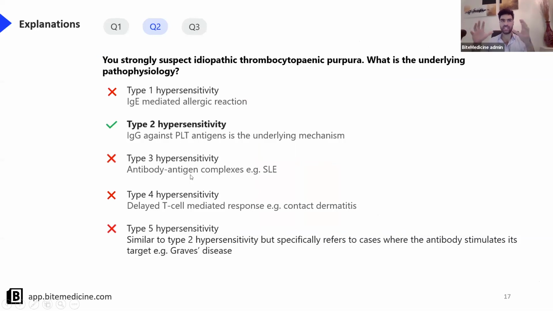Type 3 is where you have antibody-antigen complexes. So you have a bunch of antibodies and a bunch of antigens all aggregating and forming complexes, which then go and deposit in tissues and cause damage. And that's what happens in lupus. Type 1 describes your IgE-mediated, most typically allergic reactions. And type 4 is your delayed T-cell mediated reactions like contact dermatitis. Type 5, some people consider it a category, some people don't, but basically it's similar to a type 2 hypersensitivity reaction.